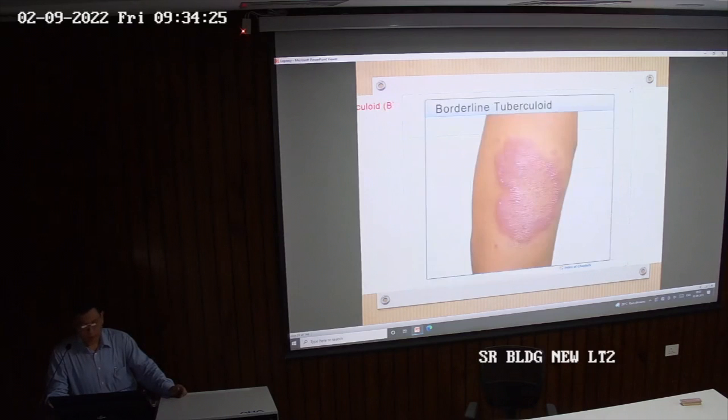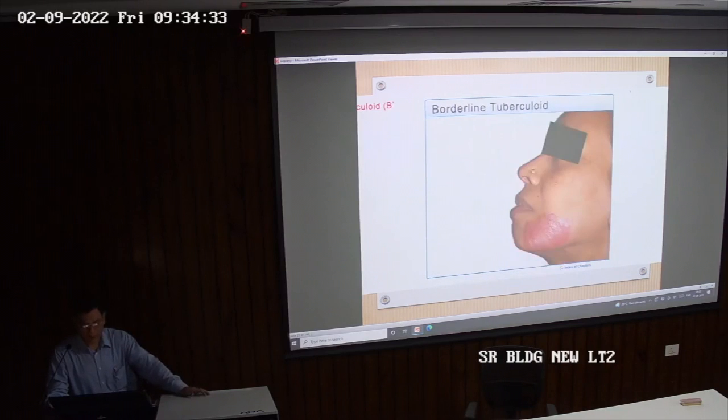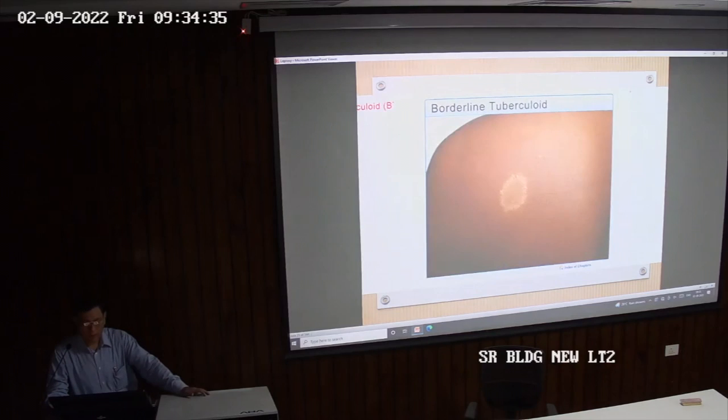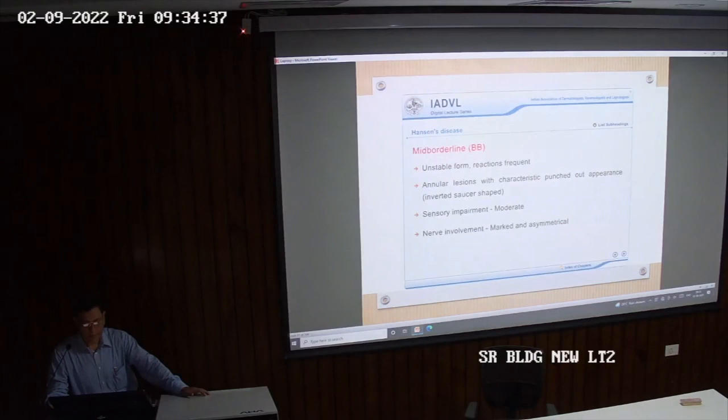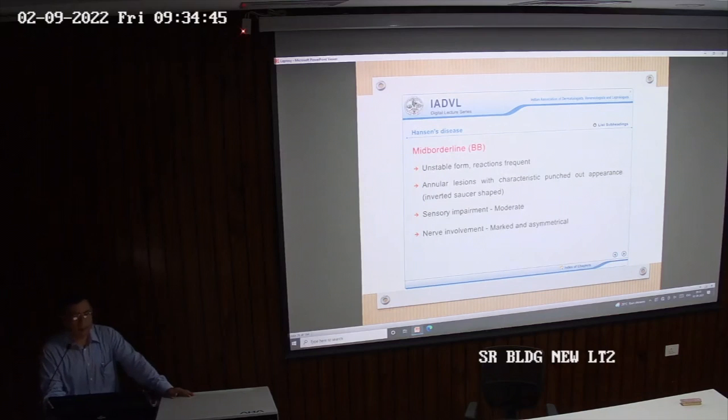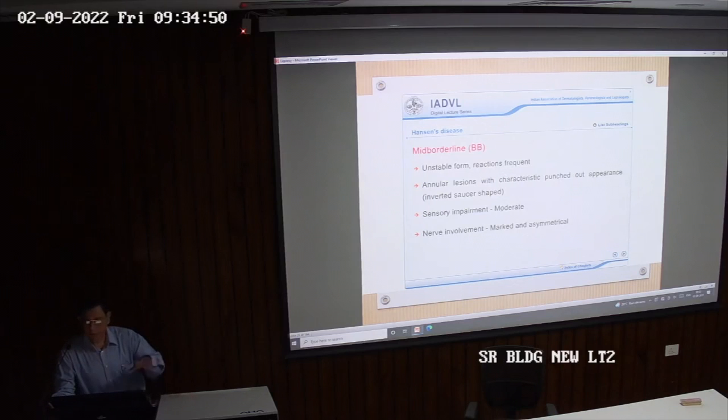So borderline tuberculoid, these have multiple DDs. All of them have multiple DDs because the presentation is varied. So this is a case of borderline tuberculoid leprosy. So mid-borderline, borderline. So this is unstable form. Reactions are frequent. Annular lesions with characteristic punched out appearance. This is a characteristic appearance of a borderline, borderline leprosy, where the picture is of inverted saucer-shaped appearance. Sensory impairment is moderate and nerve involvement is marked.